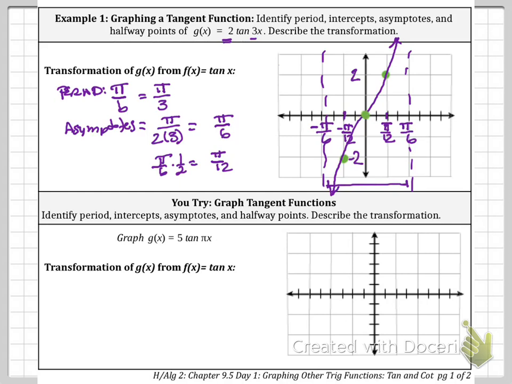Okay, so you need to show these 3 points. You need to label the 4 points on the x-axis. So you label the asymptotes and the halfway points, and then you label the y-axis as well, those points there. So go ahead and pause it and try this example below. Graphing g of x equals 5 tangent of pi of x. And then I will show it to you when you return.